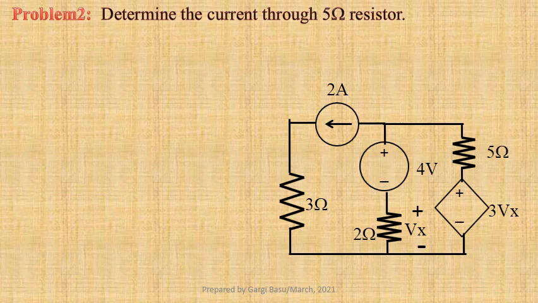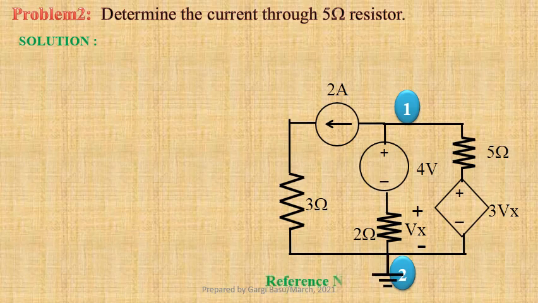Problem number 2. We have to determine the current flowing through the 5 ohm resistor. Let us first mark the essential nodes as 1 and 2. Associated node voltages are V1 and V2. We are selecting the second node as reference node. Therefore, V2 equals 0. We shall write equations taking V1 as variable. From the middle branch, we get our constraint equation V1 minus Vx equals 4.